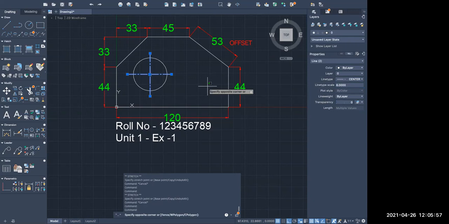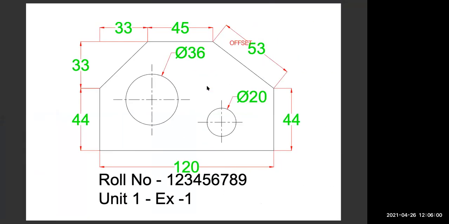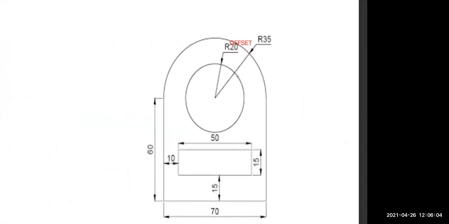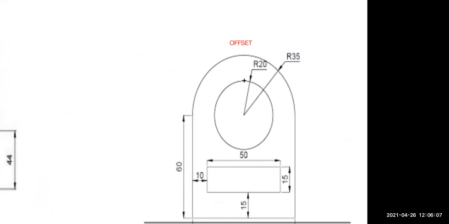So actually, I'm just showing you one example. Offset can be useful at many locations. Suppose for this drawing, you can see there is one circle inside of radius 20. Just outside it, there is one semicircle you can see of arc length 35. Here also you can offset it. This circle you can offset. Means anything that you want, either on outside portion or inside portion, you can use that offset command.